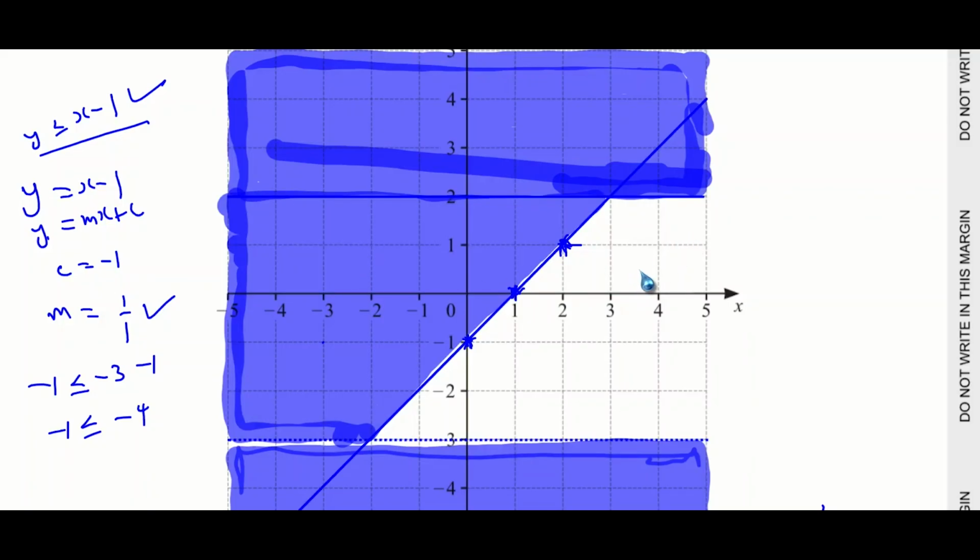Okay, so this is what we have. So the region R will be this. So this will be region R like this, and like this. So region R will be here. So you can just write region R here. Okay, so let's go to the next question.